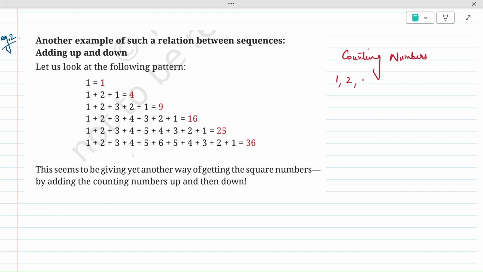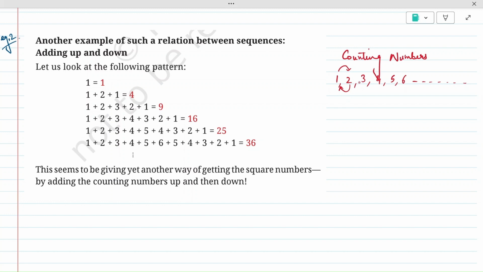1, 2, 3, 4, 5, 6, and so on. Okay. So now how we are doing it here is we are adding up, right? That is 1 plus 2, and then we are adding down also. This is 1 plus 2 plus 1.